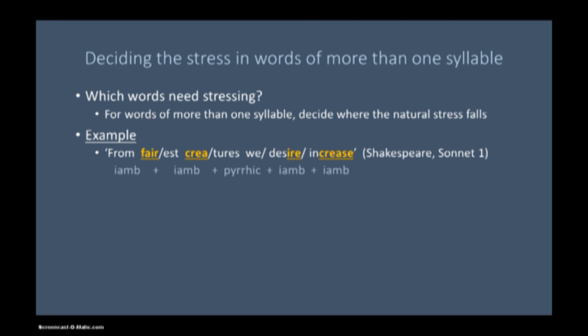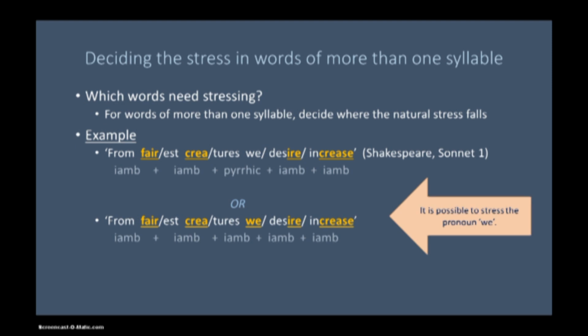From fairest creatures we desire increase. Iamb, pyrrhic, iamb, iamb, iamb. Alternatively, we could also decide to stress that pronoun we, making an even more regular line comprising 5 iambs. So there you can see the options. Neither of these lines is scanned wrongly. There's a choice.